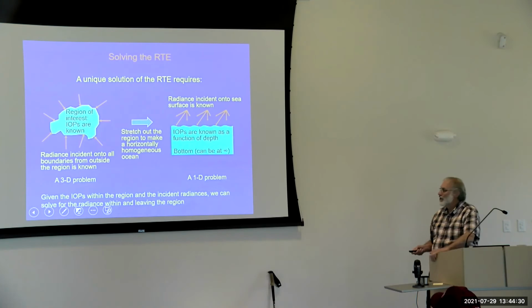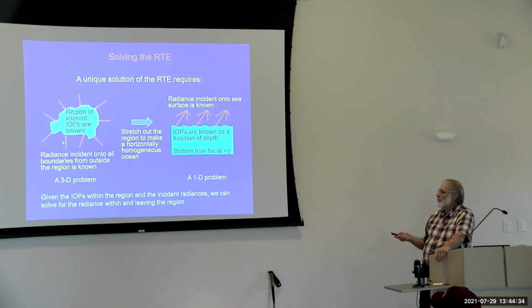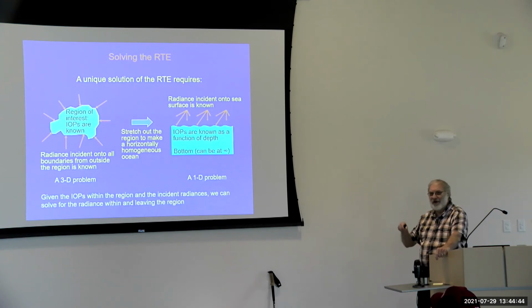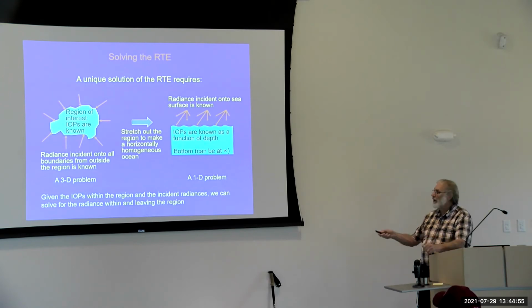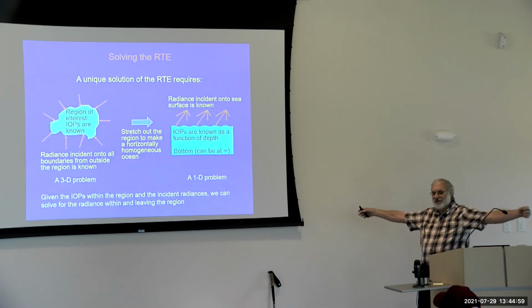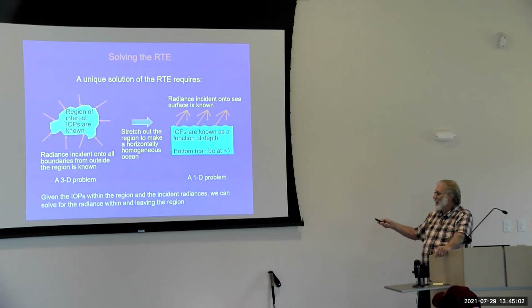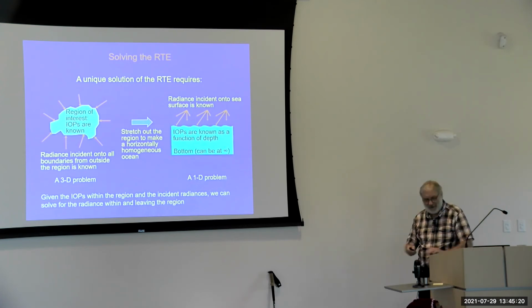Okay, so in general, to find a solution to the radiative transfer equation, you have some region of interest where you know the IOPs, and you have a boundary, and you have specified the radiance onto that boundary from outside. And then you have a unique solution. And of course, in general, that's a 3D problem. You know, this could be a cloud, for example. What HydroLight does is it takes the 3D problem and stretches everything out horizontally. It's a 1D problem where now we know the IOPs as a function of depth. We know the incident light from the sun or the moon, whatever it happens to be. That's the same at every point of the surface. And we have some bottom boundary here, which is the same at every point horizontally. And then we have a 1D problem.